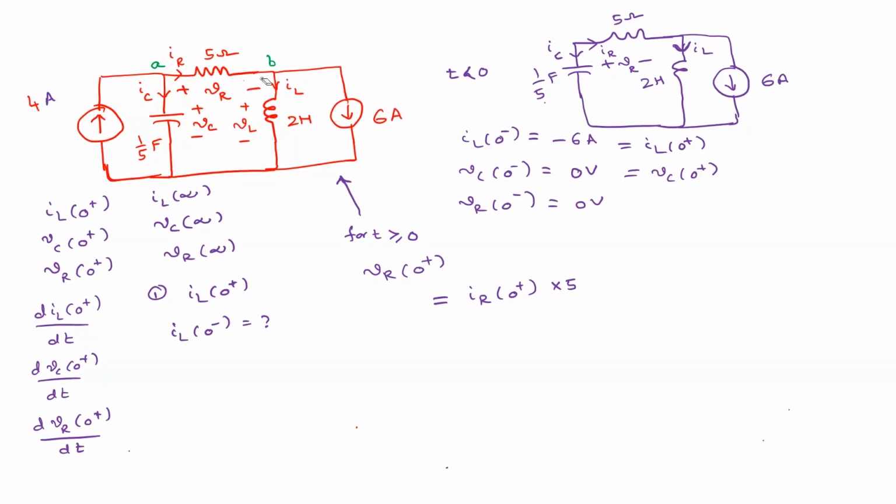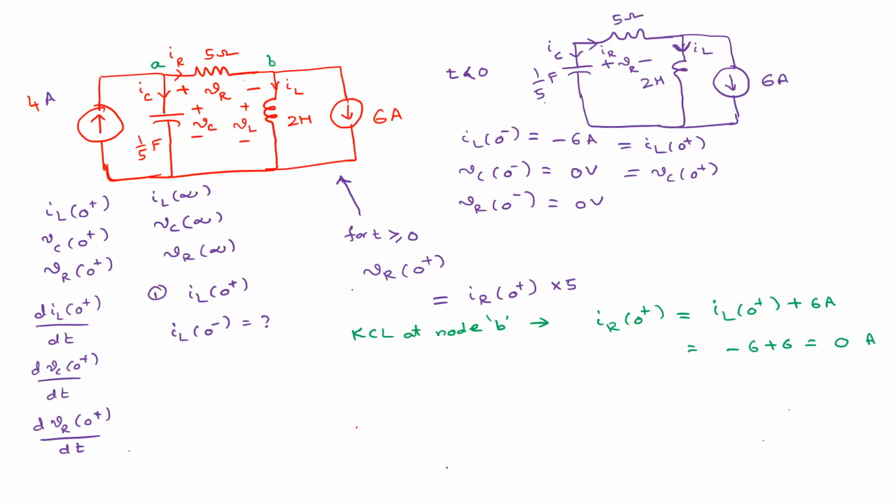So now tell me, KCL at node B, what is IR? So incoming current IR of 0 plus is equal to outgoing currents, IL of 0 plus and 6 amperes. Agree? So what is this value? IL of 0 plus is minus 6 amperes. Minus 6 plus 6, right? So this value is 0 amperes.